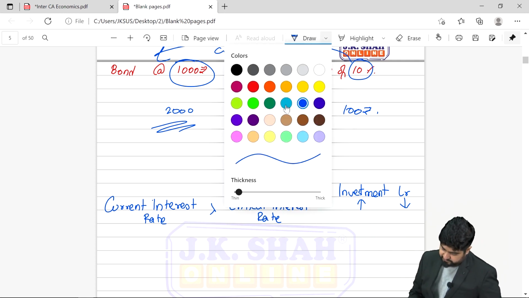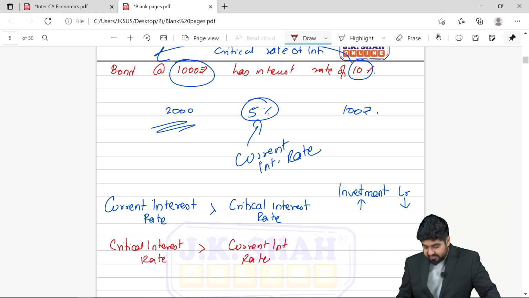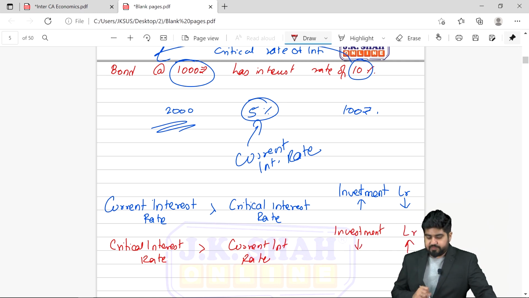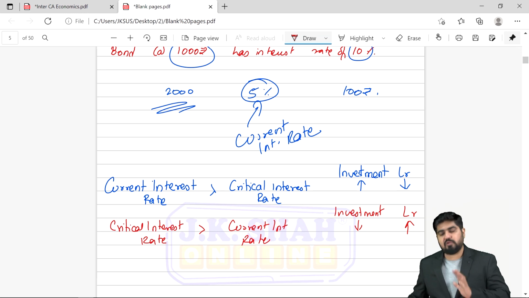Similarly, in the above scenario, the critical interest rate is more than the current interest rate. Critical interest rate is 10%, current interest rate is only 5%. So in this case, investment will be less and liquidity preference will increase. So this is how, friends, the bond mechanism works in the speculative motive.